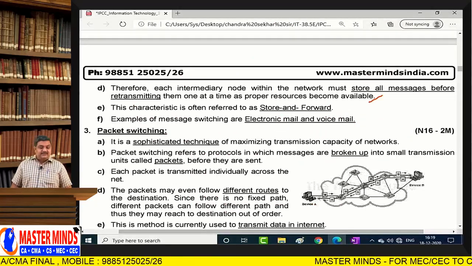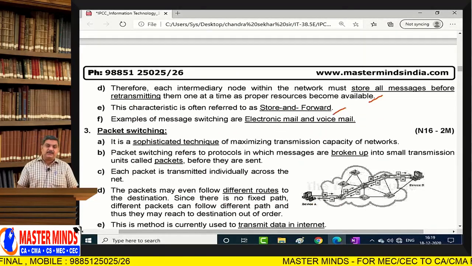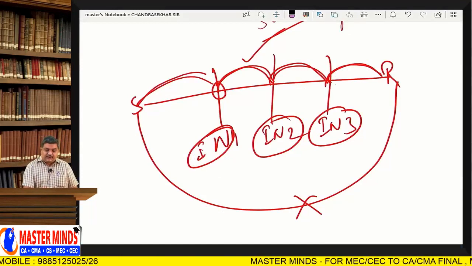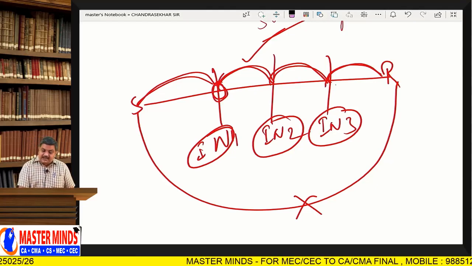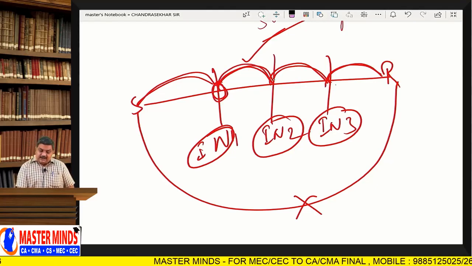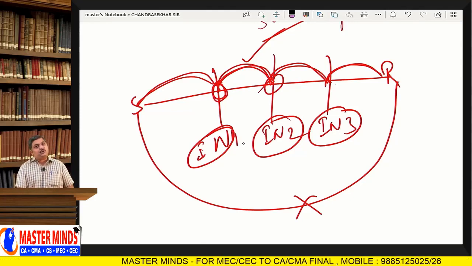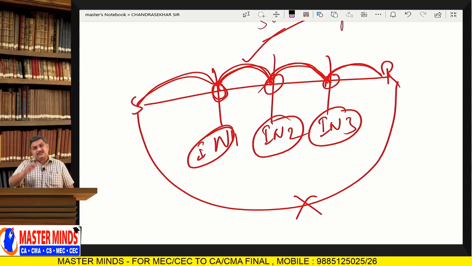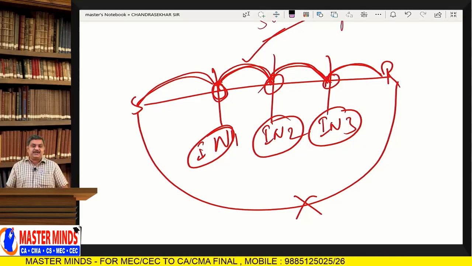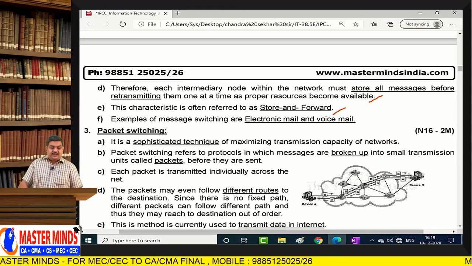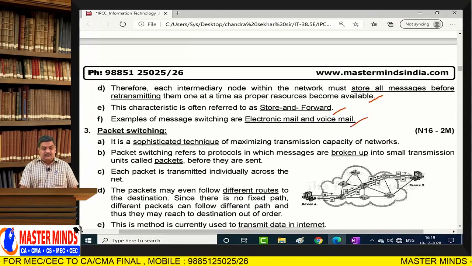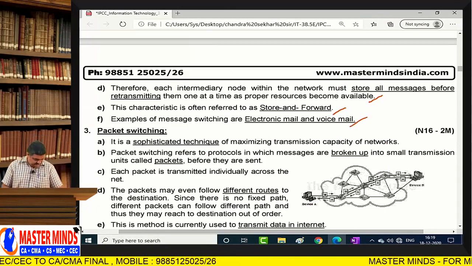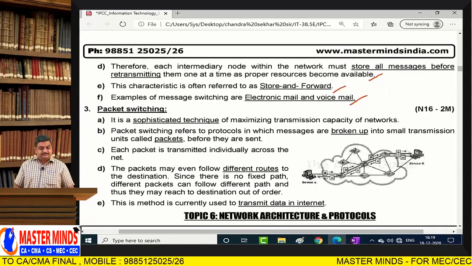Now, this characteristic is often referred to as store and forward. Yes. Now, the sender is forwarding to intermediary node 1, and the intermediary node is storing the information and again forwarding to intermediary node 2, and again the intermediary node is storing the actual message and later forwarding to intermediary node 3. So, this is the store and forward mechanism that happens in message switching. And examples of message switching are email, voicemail, SMS. These all come under message switching examples. Okay. Now, packet switching.